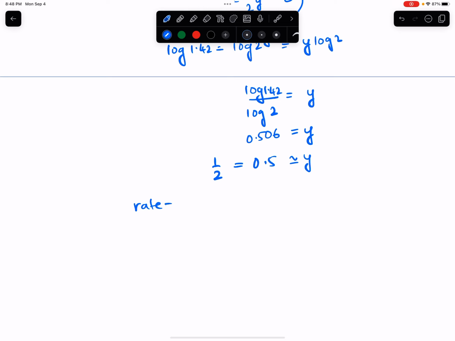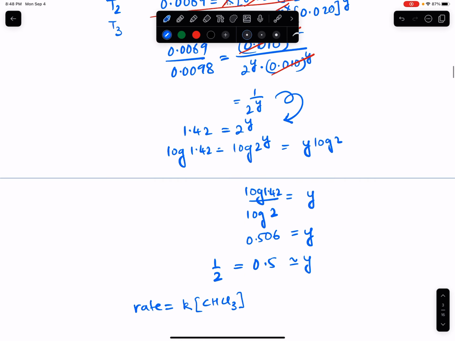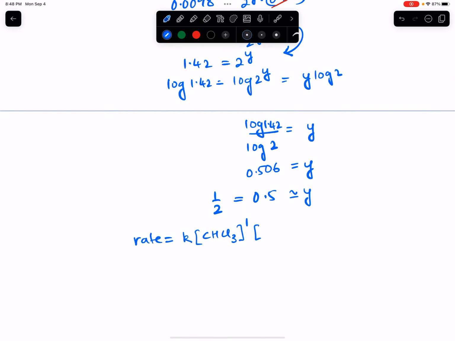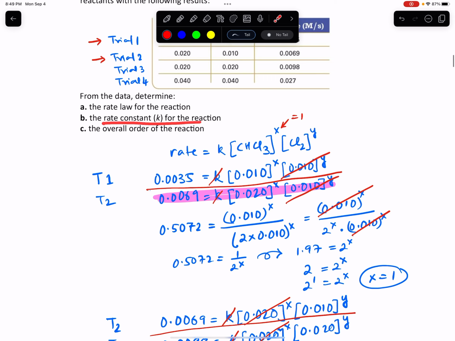So rate is equal to k times CHCl3, and the value of x for CHCl3 was 1, which we figured out. And then the value of y for Cl2 is 1/2. So there you have it. That is the rate law for this reaction. So now the next question is, we have to find the rate constant for the reaction. The simple way to do it is just take any one trial, plug the values in, and then solve for k.